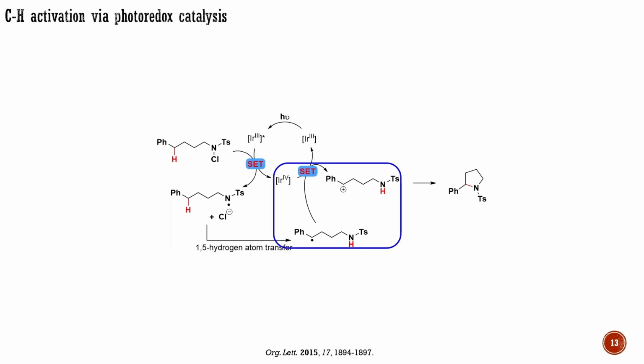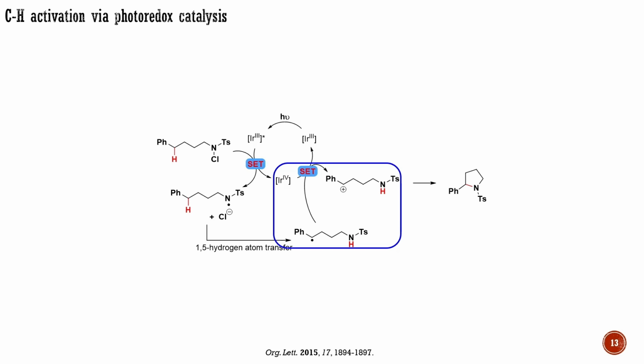In the next stage of the process, the formed radical undergoes a one-electron oxidation by an iridium-4 intermediate, regenerating the active photocatalyst and producing a benzylic carbocation. This carbocation undergoes intramolecular coupling with the amide, forming the product and releasing a proton.